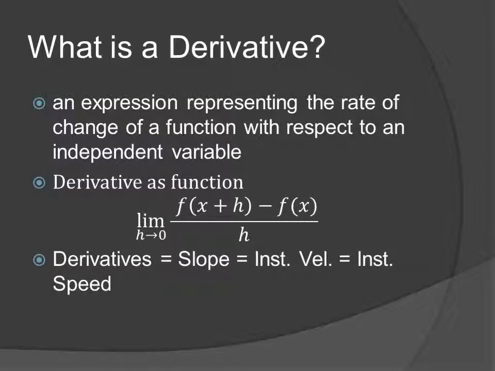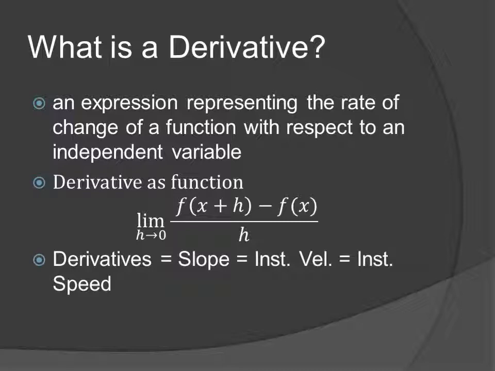What is a derivative? A derivative is an expression representing the rate of change of a function with respect to an independent variable. A derivative written as a function is written as the limit as h approaches 0 of f of x plus h minus f of x divided by h. You can use this function to figure out the derivative of any function.